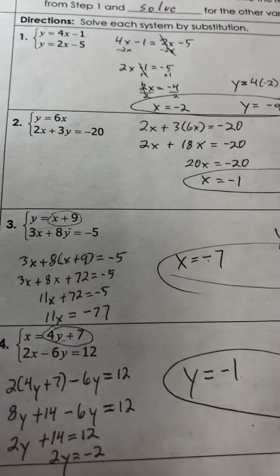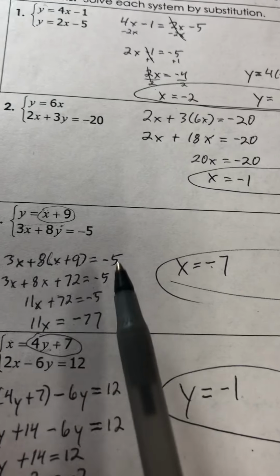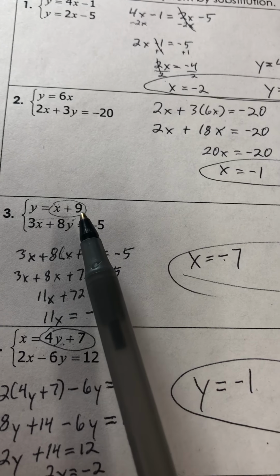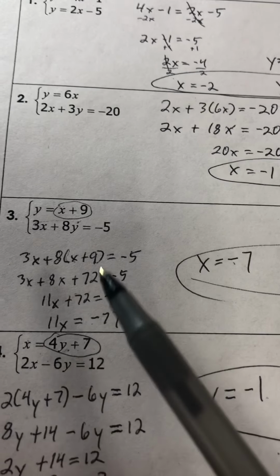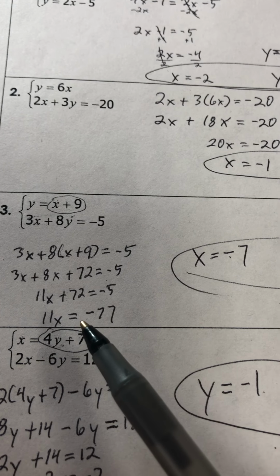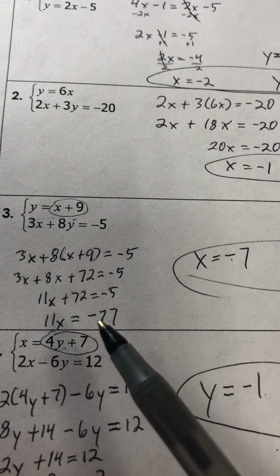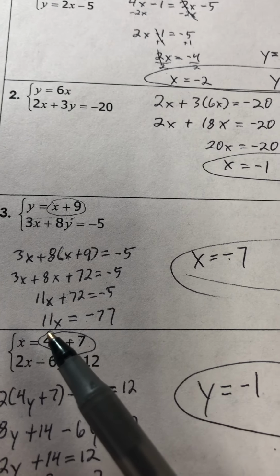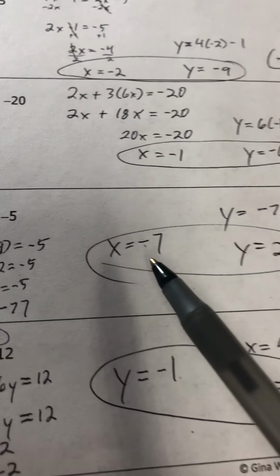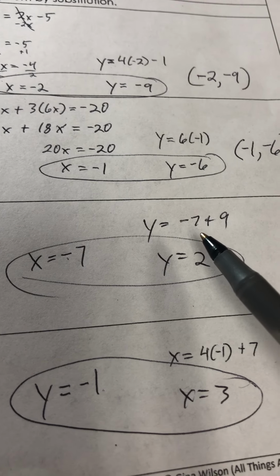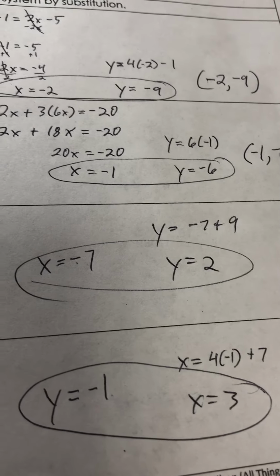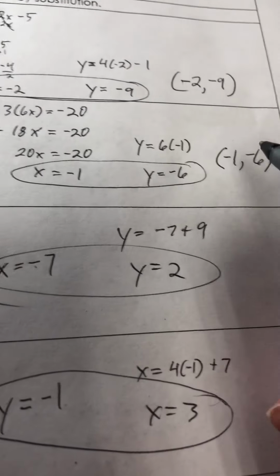Okay, taking a look at number 3. I'm just plugging in this value for y because it says y equals it. So I plug it in, and you can see the work that I did. I end up getting -77 divided by 11, which would be -7. I go ahead and plug -7 into one of the problems instead of x, and I chose the easiest one, and I get 2. So it's -7, 2.